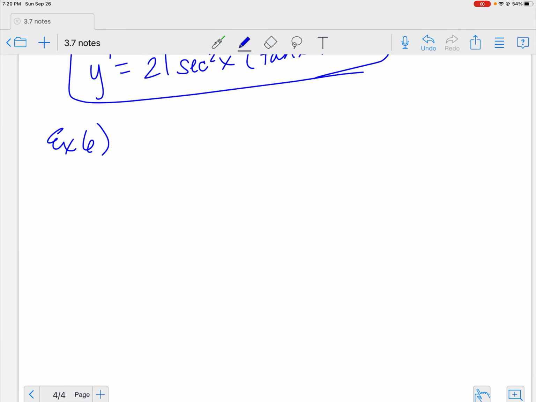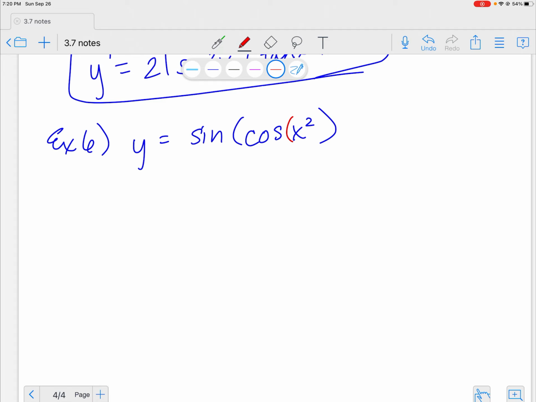Now, who's to say that I don't have more than one inside function? Ooh, yeah, that's right, y'all. We're getting spicy. Try this one on. y is equal to sine of cosine x squared. Check us out, right?